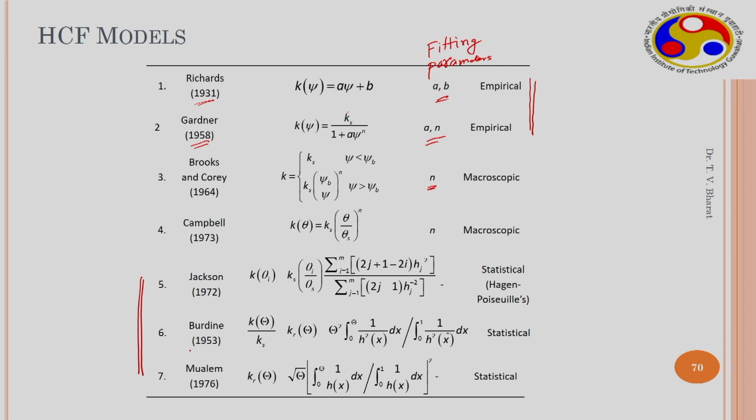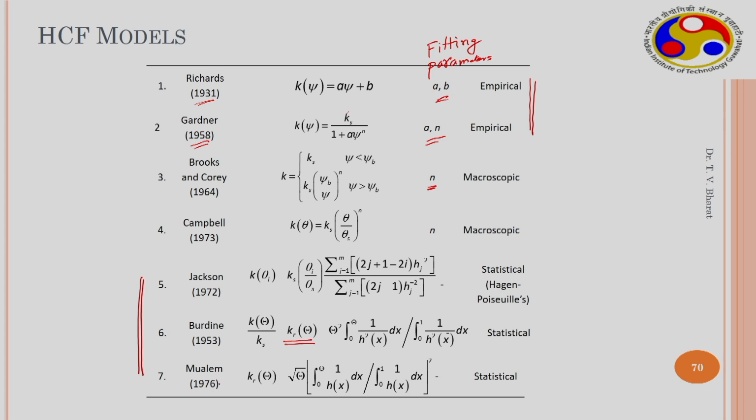So this is another model, which is the Burdine model, and here the expression is in terms of relative hydraulic conductivity, where relative hydraulic conductivity is hydraulic conductivity at any given water content divided by the saturated hydraulic conductivity, k by ks, which equals theta square times integral 0 to theta, this is a normalized volumetric water content, 1 by h square x dx divided by integral 0 to 1 of 1 by h square x dx. Here x is the integration variable.